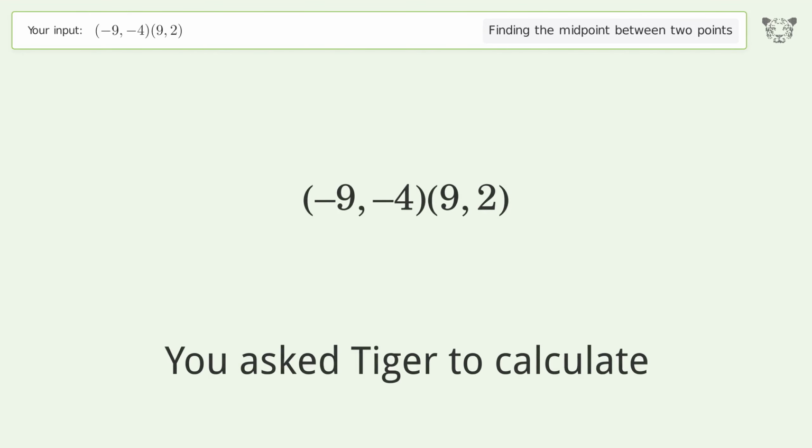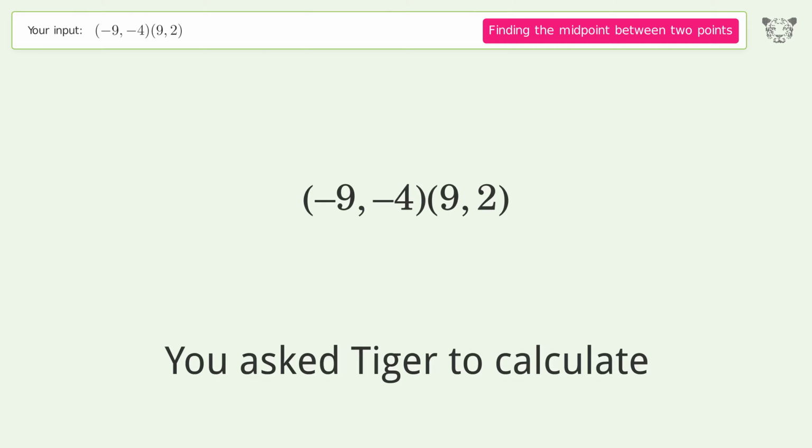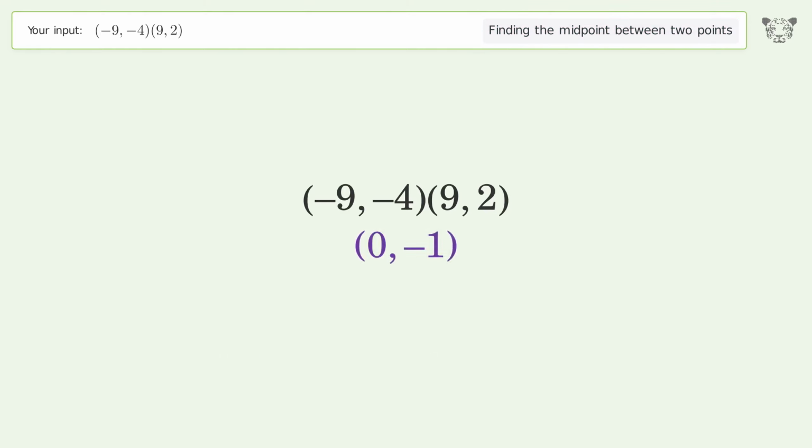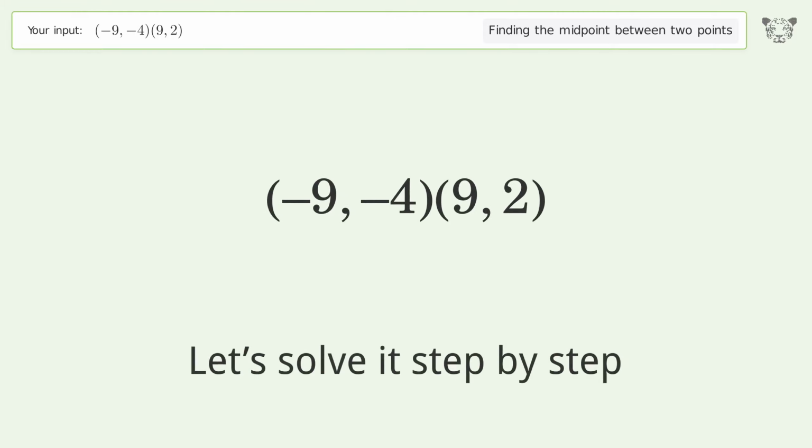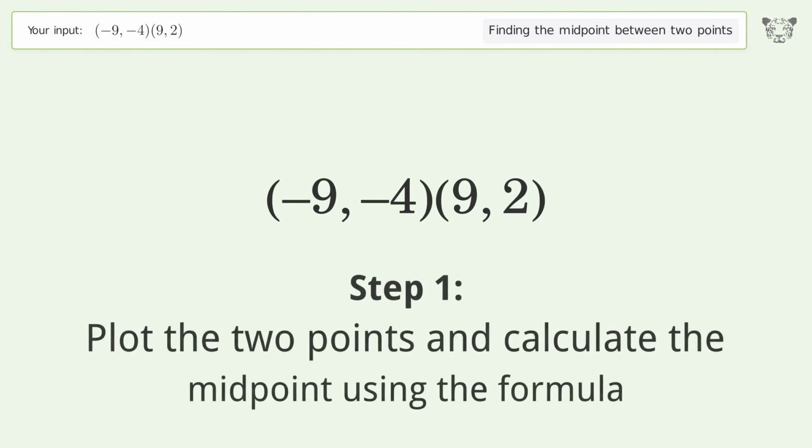You ask Tiger to calculate. This deals with finding the midpoint between 2 points. The midpoint between the 2 points is 0, -1. Let's solve it step by step. Plot the 2 points and calculate the midpoint using the formula.